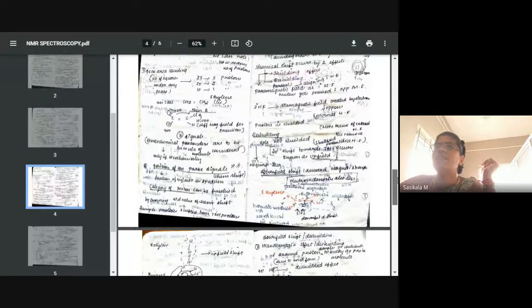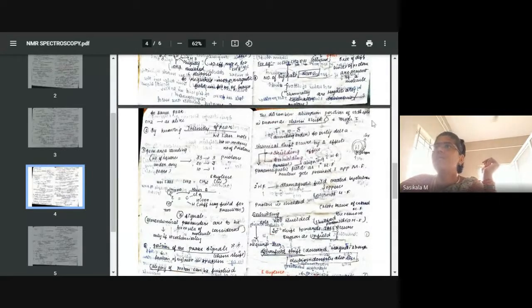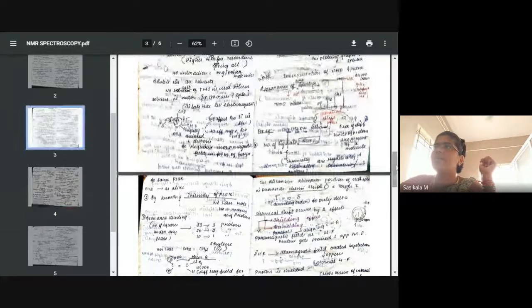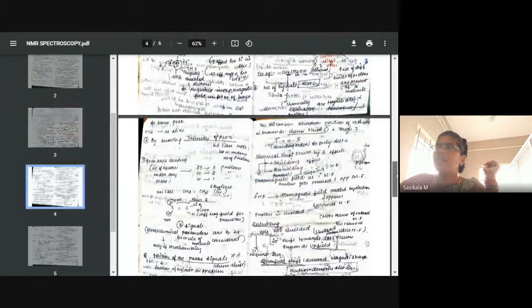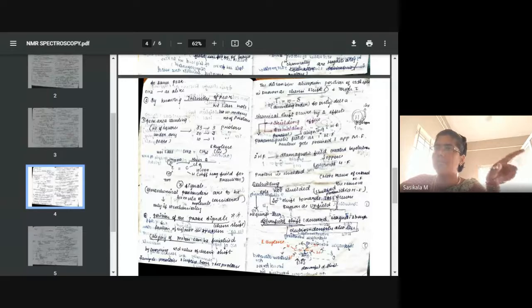Position of signals is explained now on this page, with the chemical shift. Chemical shift is nothing but the distance between the absorption position of standard and sample. The standard is TMS. The sample is CH3, CH2 and OH. This difference is known as chemical shift. We have already seen what chemical shift is and its symbol, how we denote chemical shift, either with tau value or with delta value. Tau, spelled TAU, it is not tough, it is tau. Tau is nothing but 10 minus delta.